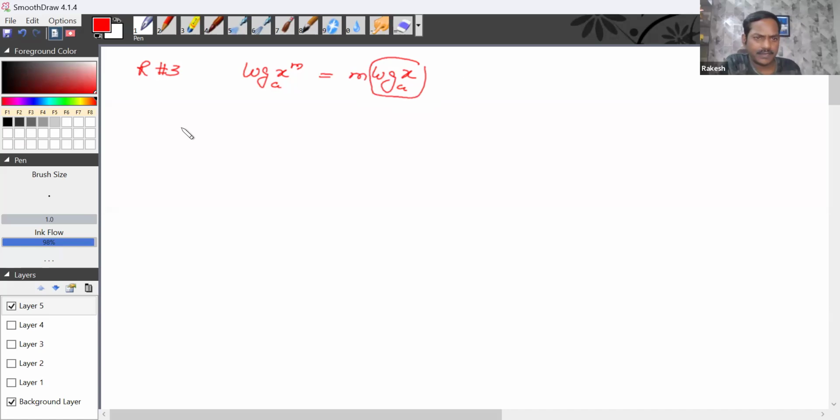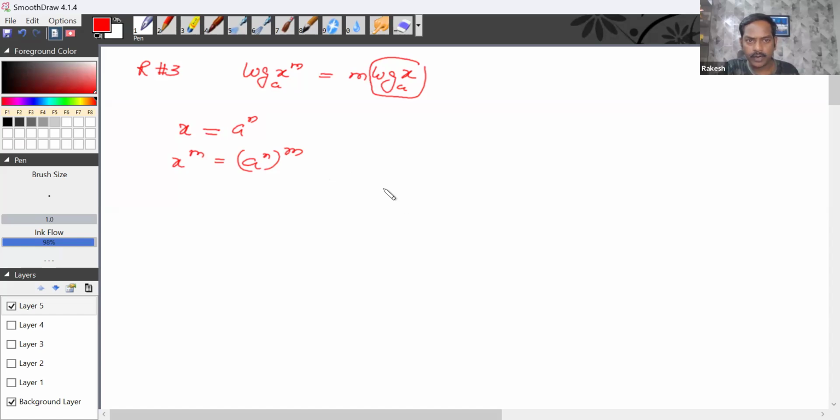Let's prove it. Again, let us assume that x is equal to a to the power n, right? I am raising power m to both sides. So I'll be getting x to the power m is equal to a to the power n whole to the power m, right?